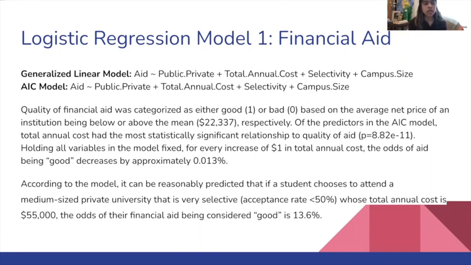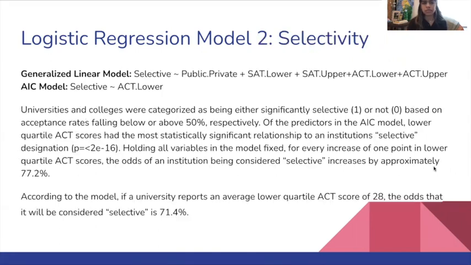According to this model, it can be reasonably predicted that if a student chooses to attend a medium-sized private university that is very selective, meaning that its acceptance rate is below 50%, whose total annual cost is $55,000, the odds of their financial aid being considered good is 13.6%.